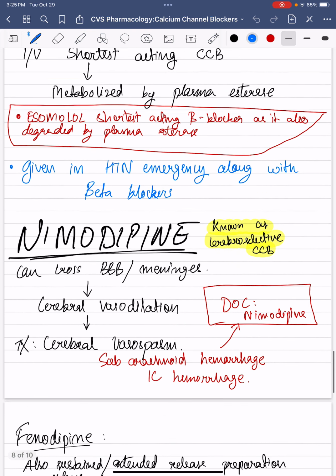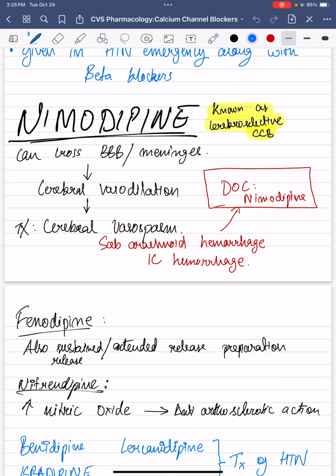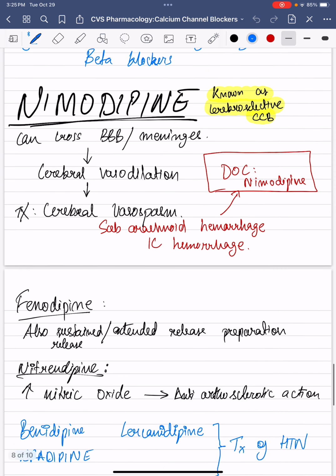Clevidipine is also given in hypertensive emergency along with beta blockers, but still the drug of choice for hypertensive emergency is nicardipine. And nimodipine is a cerebroselective calcium channel blocker that can cross the blood brain barrier or the meninges, so it will cause cerebral vasodilation. That is why nimodipine is a treatment for cerebral vasospasm, like subarachnoid hemorrhage or intracranial hemorrhage. So if there is subarachnoid hemorrhage or intracranial hemorrhage, the drug of choice will be nimodipine.